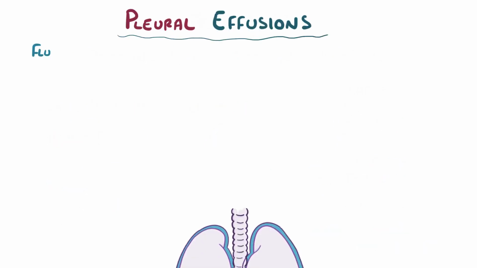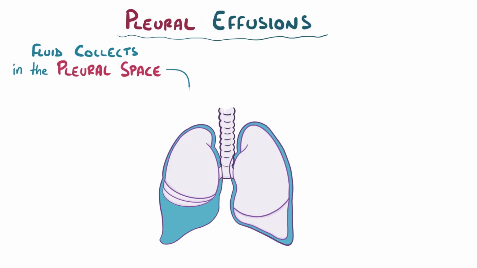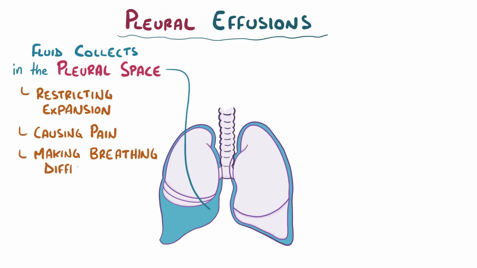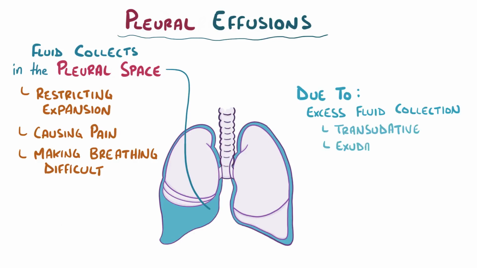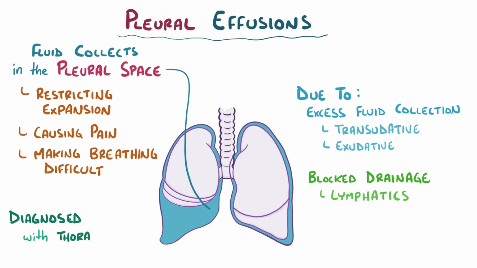Alright, as a quick recap, a pleural effusion is when fluid collects in the pleural space around the lungs, restricting expansion and causing pain and difficulty breathing. Pleural effusions can be due to excess fluid collection, either transudative or exudative, or due to blockage of lymphatic drainage. Diagnosis is usually done with a thoracentesis, which can help alleviate symptoms and can be used to identify the underlying cause.